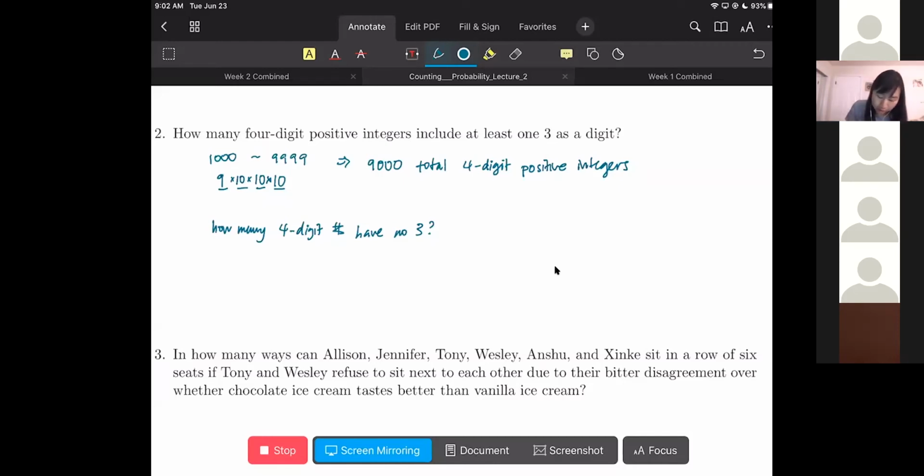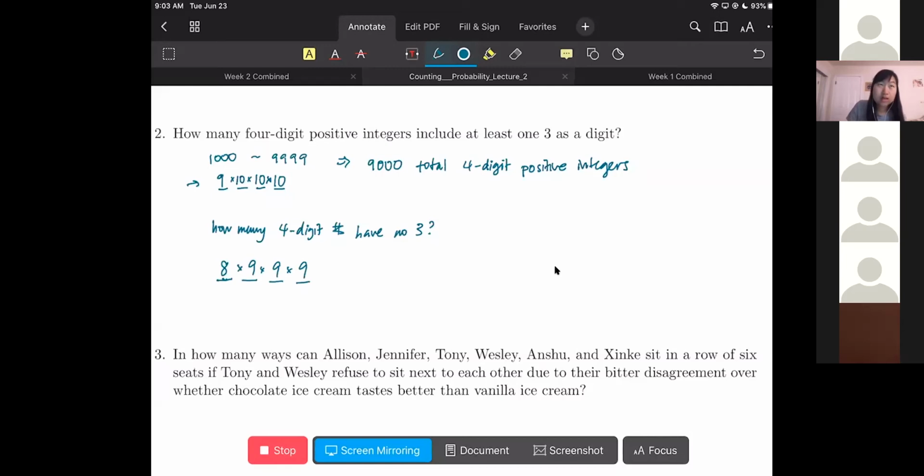So if we look at how many 4-digit numbers have no 3, we can take the same approach as we did up here and look at how many possibilities we have for each digit. For the first number, we have to make sure that it can't be 0 as well. So if we look at how many possibilities there are, it's 1, 2, and then 4, 5, 6, 7, 8, 9. So there's only 8 possibilities. And then for the rest, there's 9 possibilities because it can also be 0.